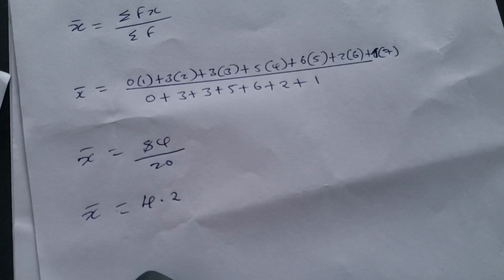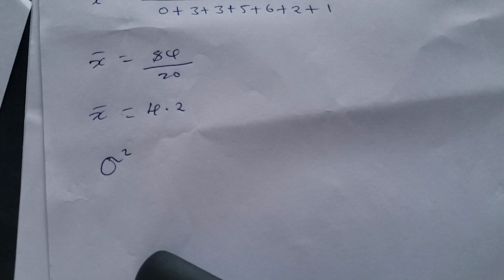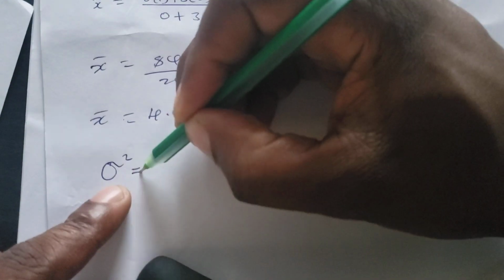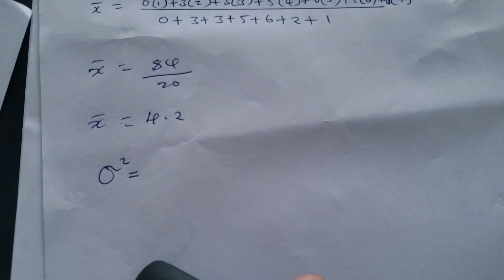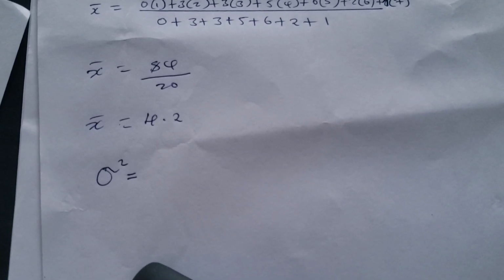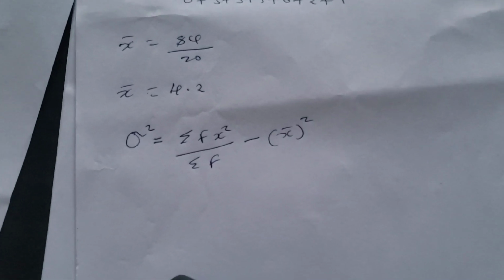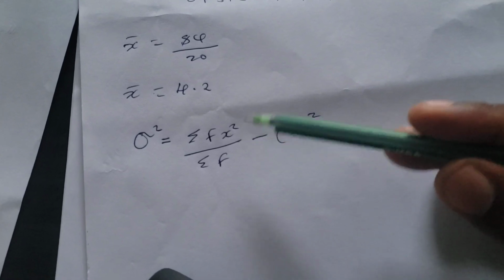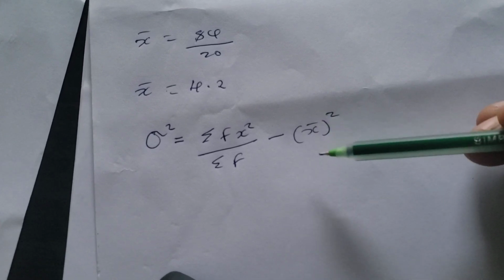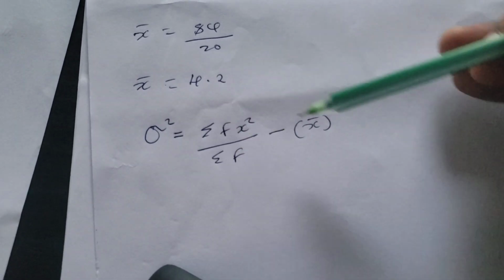Now that we know our mean, what we are going to find next is the variance. The formula for variance is more like that of the mean, but we have the summation of f of x squared over the summation of f, minus the square of our mean. This is for variance. Since we know the mean, we're just going to square it and put it there.